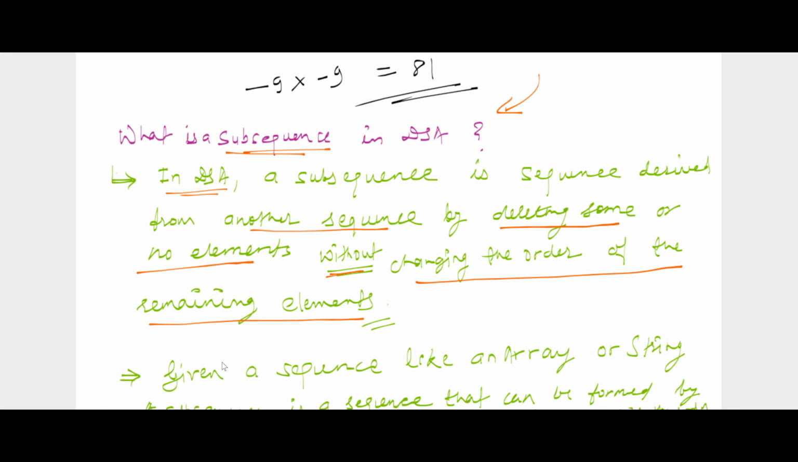Another way to say it: suppose we are given a sequence like an array or a string. A subsequence is a sequence that can be formed by removing zero or more elements without rearranging the order. We keep the same order. Give me one second.